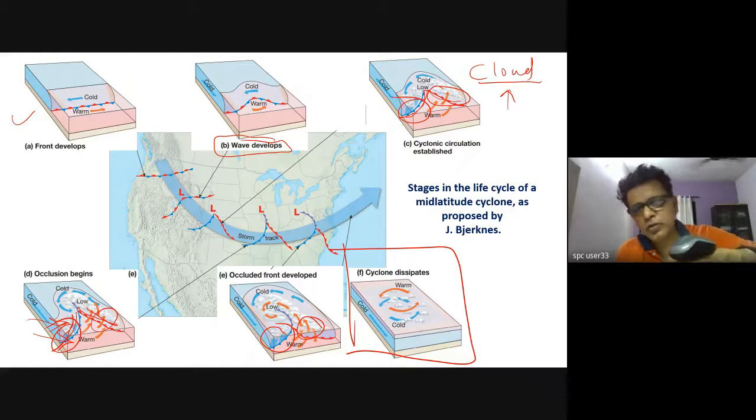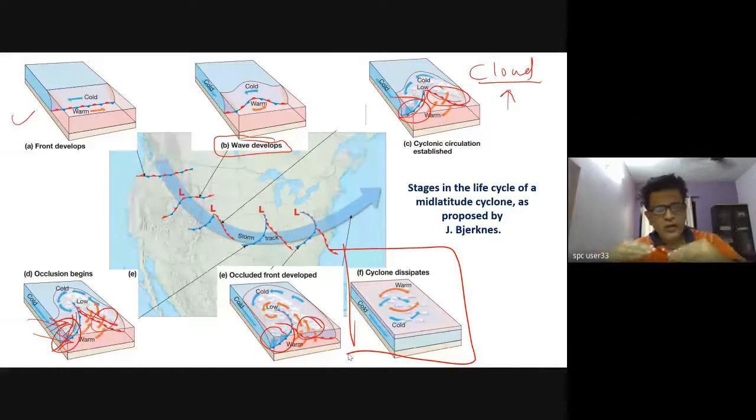The cyclone is over. Once again, you'll have to wait for some time for the cold air and the warm air to come in. They'll start coming in this way, but you'll see that as they come into each other, they will change directions, and this is how it actually happens.